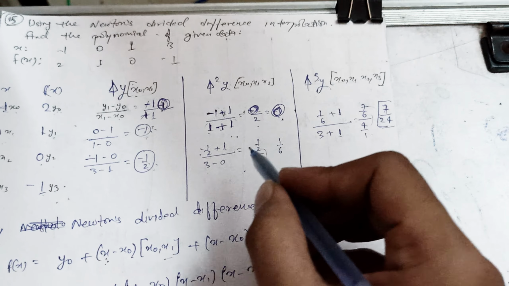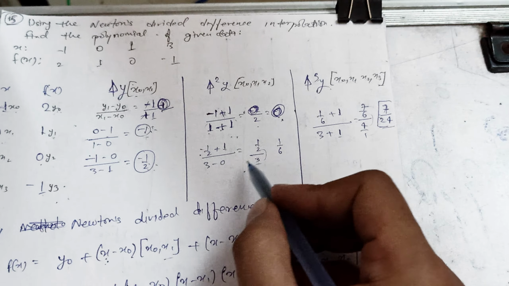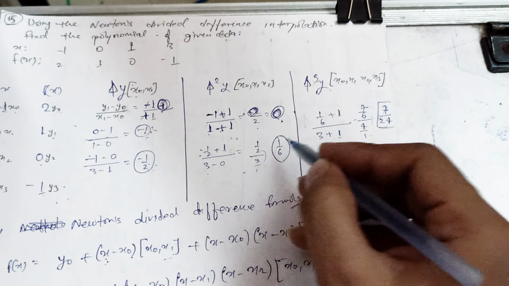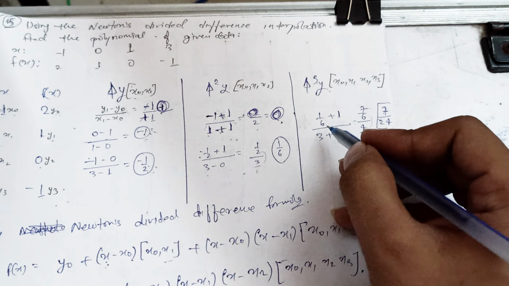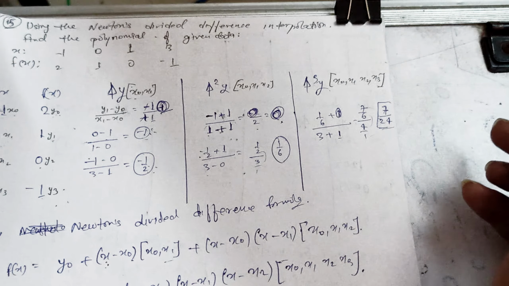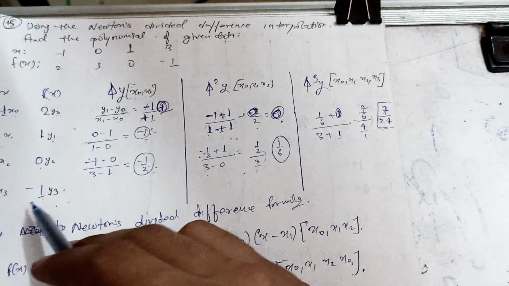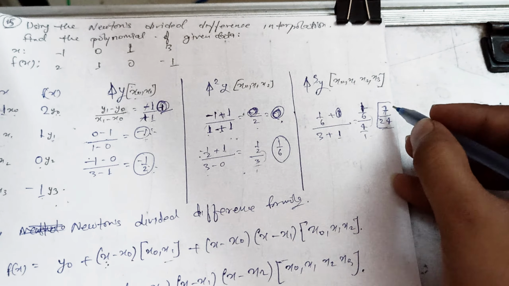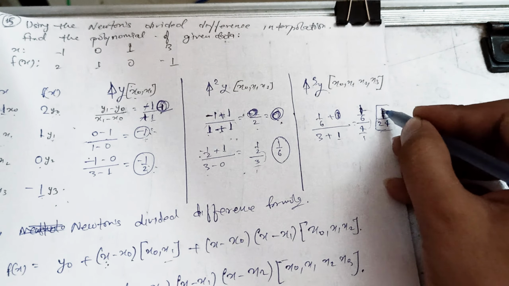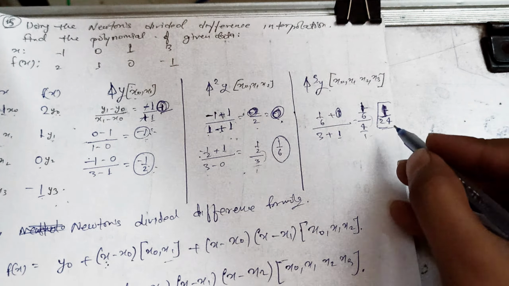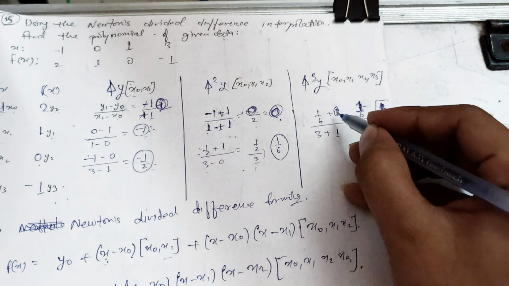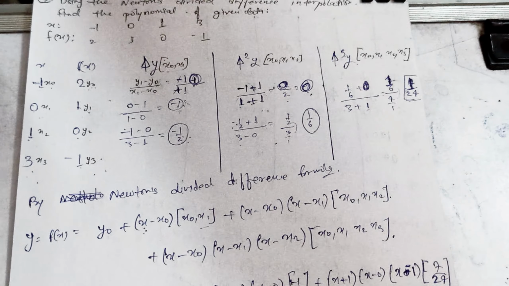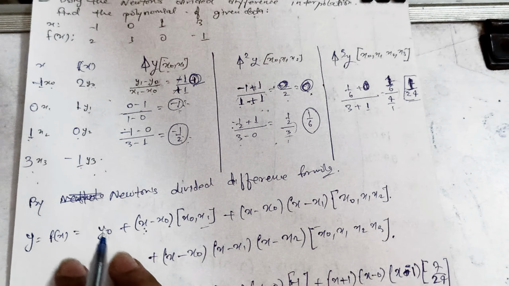So here we get minus 1 by 2 plus 1, that will be 1 by 2, and 3 minus 0 will be 3. So we'll get 1 by 6 here. And for the last term, 1 by 6 minus 0, that will be 1 by 6 as it is, and on evaluating 3 plus 1, that will be 4. So here we get 1 by 24. Now the whole difference table has been completed.